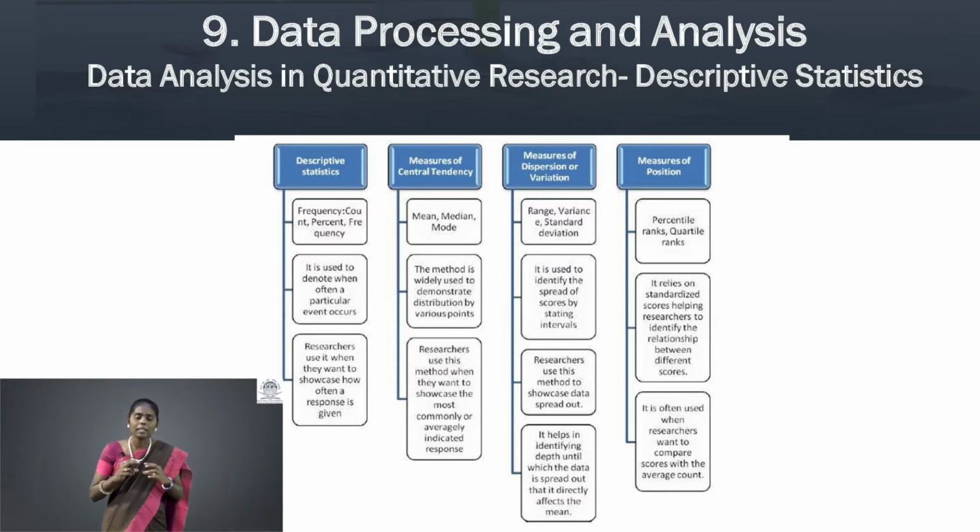The number of males, number of females, age, gender, educational qualification, PG, UG or others. These can be counted and given as numbers: how many respondents are male, how many respondents are female. A simple count. Then the measures of central tendency: you have mean, median, mode.